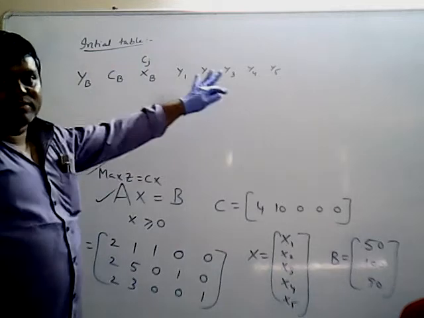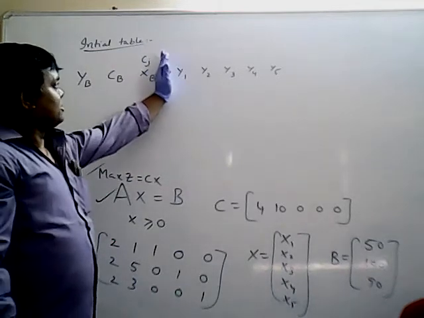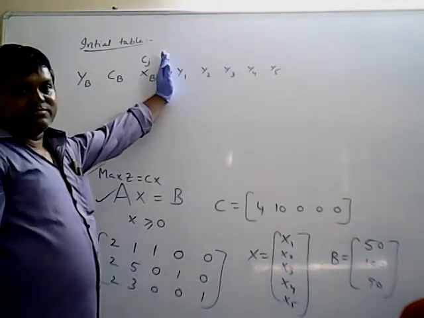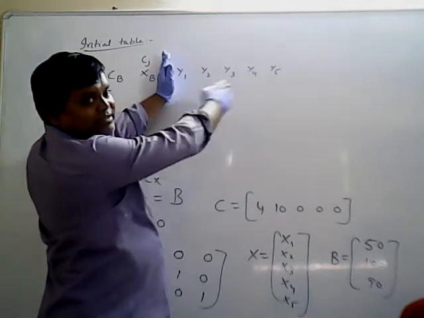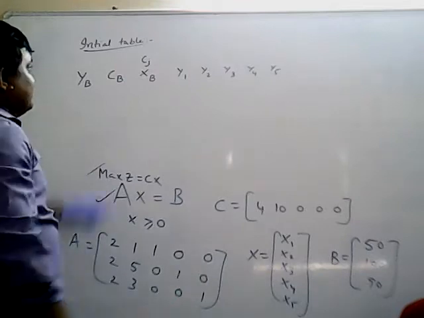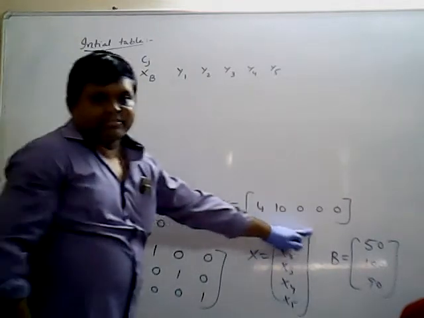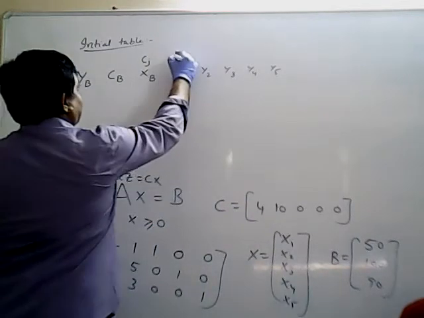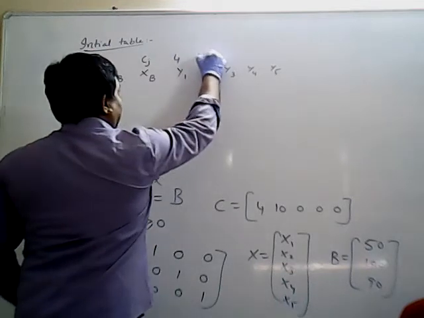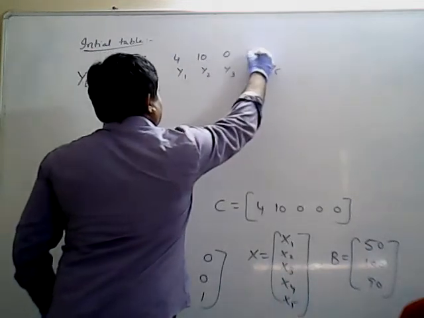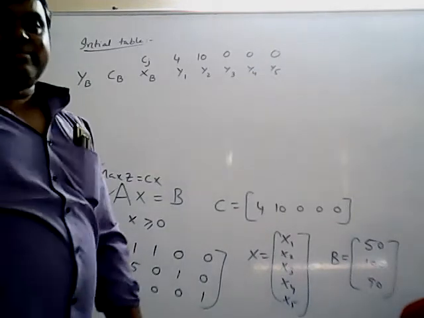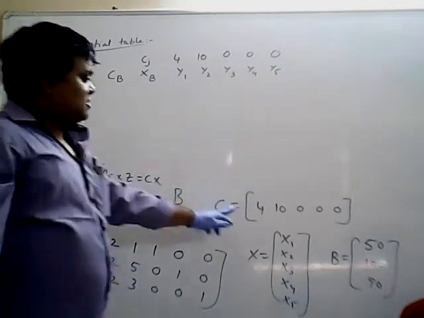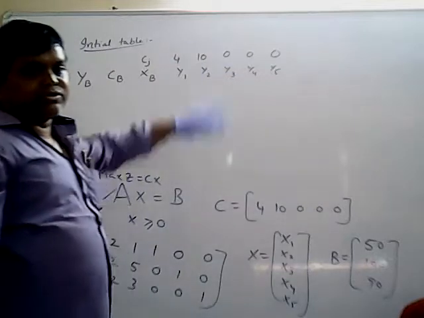So these are the columns required. Up to these 3 columns are the fixed columns. The Y values will change from problem to problem. Cj means the C matrix. So substitute the C matrix first. The values are 4, 10, 0, 0, 0. How to fill the data? Cj means the cost matrix you have. I have just substituted those values.